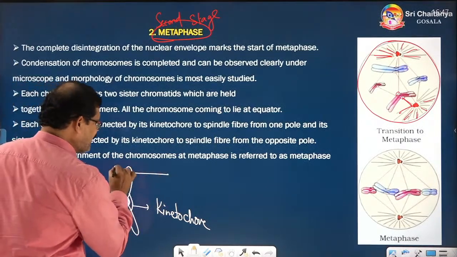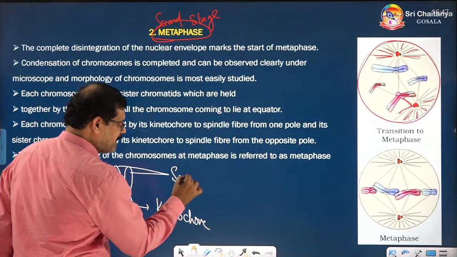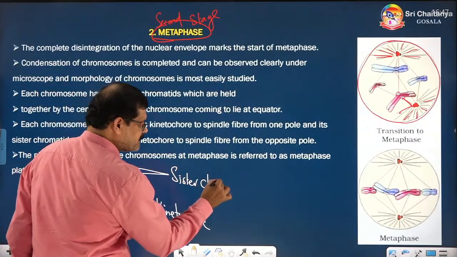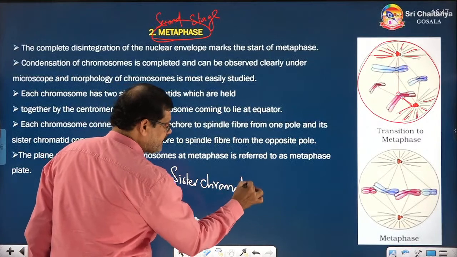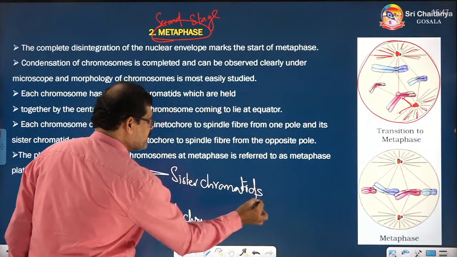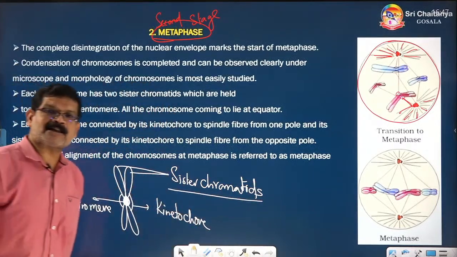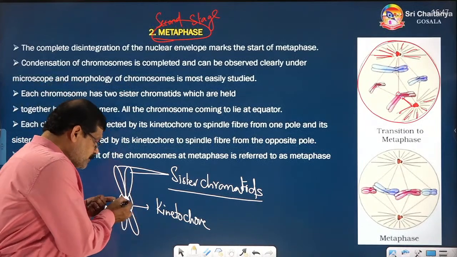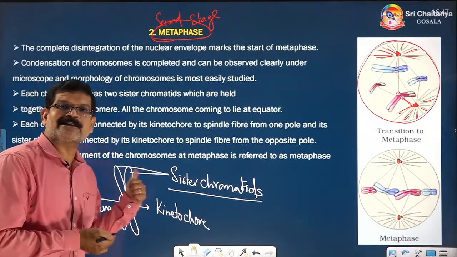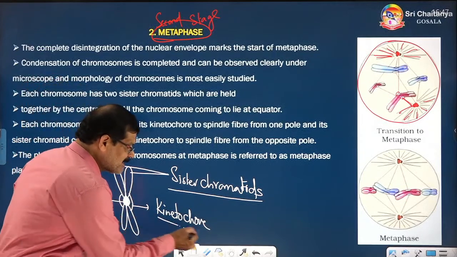And these two are called sister chromatids. Sister chromatids. Why are they called sister chromatids? Because they are attached to a common centromere. That's why they are called sister chromatids. And what is this kinetochore?